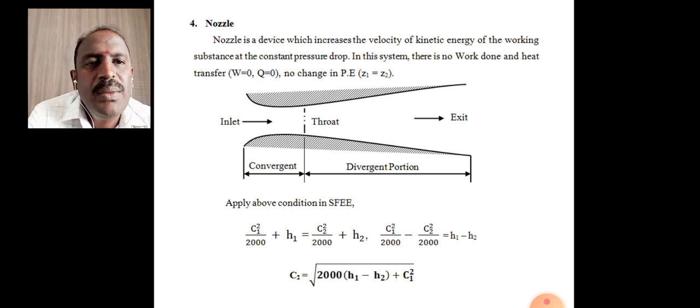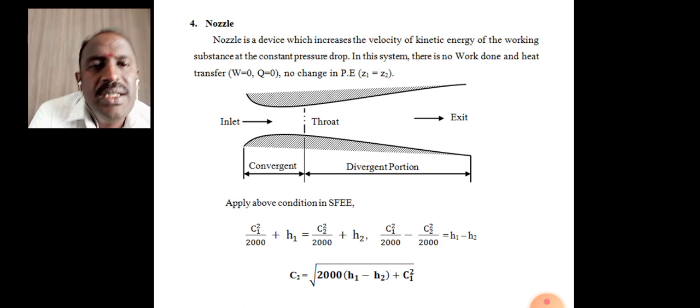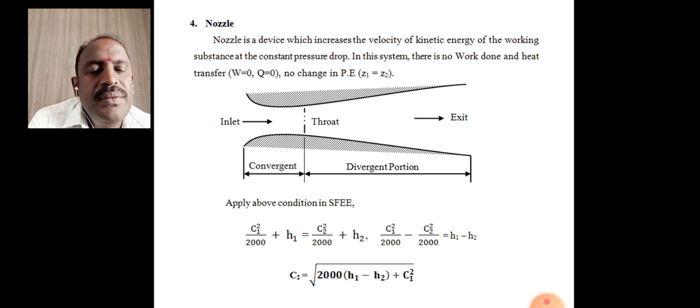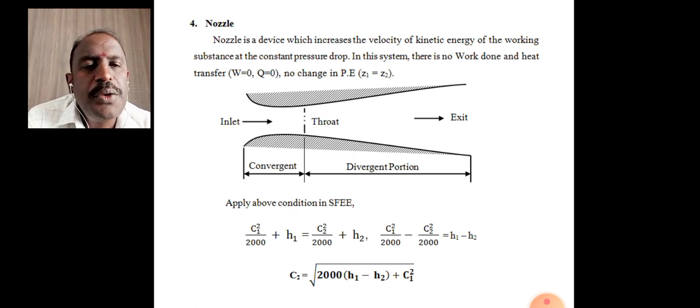The nozzle will be kept at the same datum height, so Z1 equals Z2, and the nozzle will only affect the velocity, so work and heat transfer will be 0. So when we substitute that into the steady flow energy equation, we will get C2 equals root of 2000 into (H1 minus H2) plus C1 square. So these are the four components and the steady flow energy equation formulas for the thermal equipment.